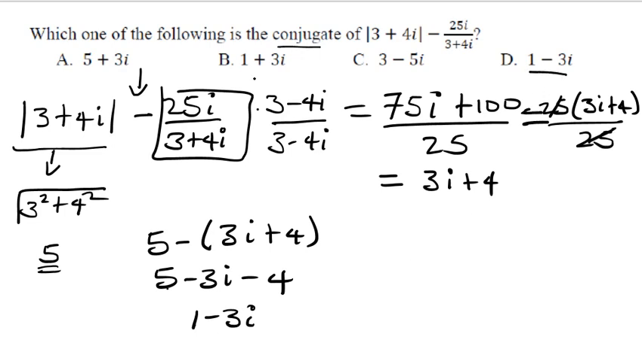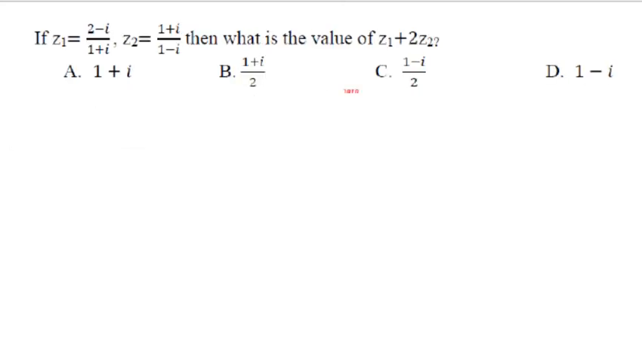But we are asked for the conjugate of this. When you conjugate, that means we are going to negate the imaginary part. So it will be 1 plus 3i. So the answer obviously will be B. Very good. Let's go to the next question.